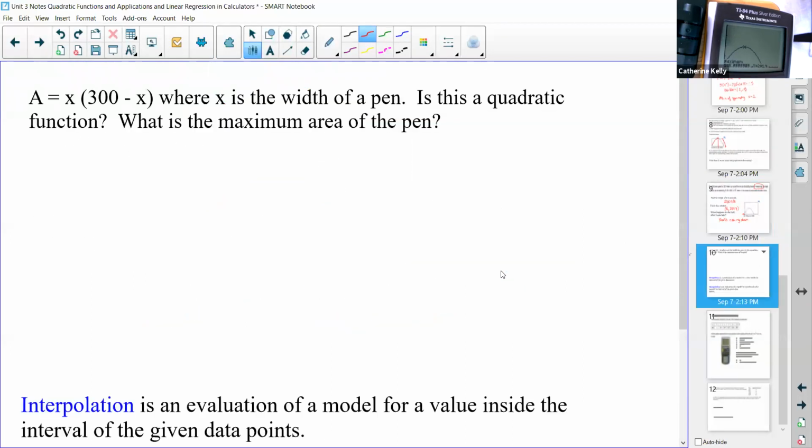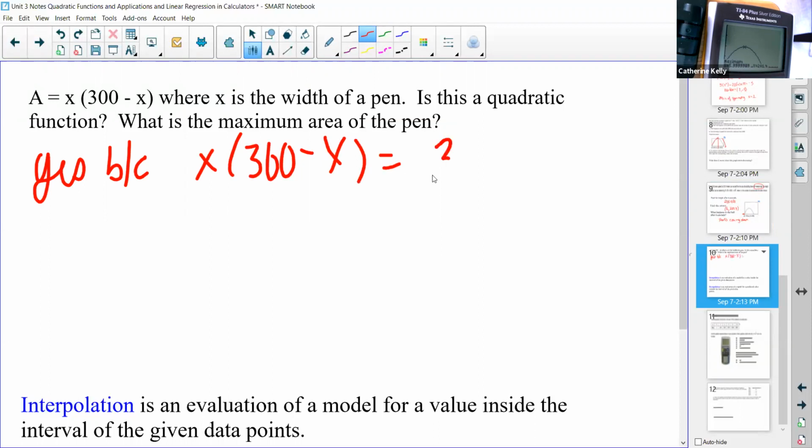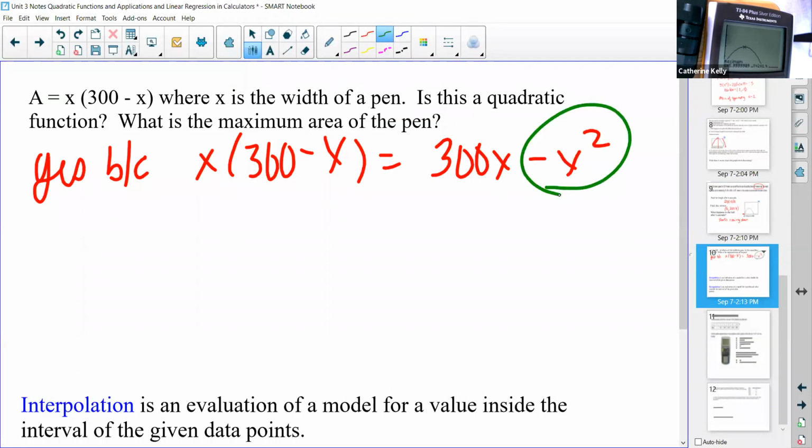Okay, where x is the width of the pen. A is x times 300 minus x, where x is the width of the pen. Is it a quadratic function? The answer is yes, because x times 300 minus x equals, if I distribute the x in, minus x squared, and a quadratic function has an x squared. So is it a quadratic function? Yes.